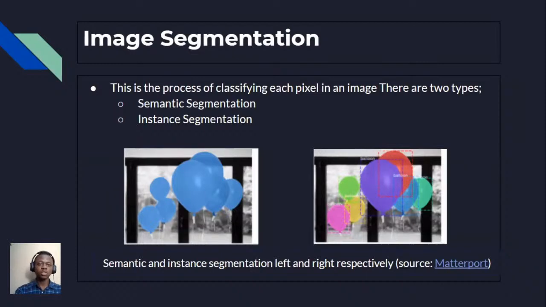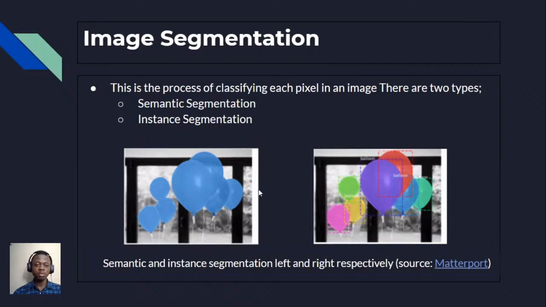Okay, so we also have image segmentation. Like I said, CNNs are mainly used for working with image classification problems. So image classification problems could come in two forms: semantic segmentation and instance segmentation. So let me just make use of this example over here. Right here we have an image, and we can see from this image you have a number of balloons. Same thing with this other image over here.